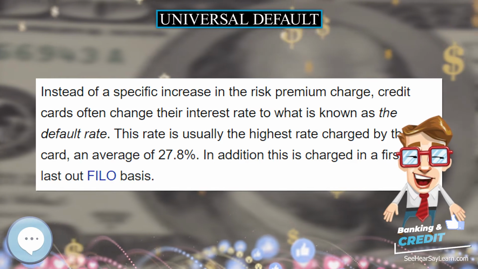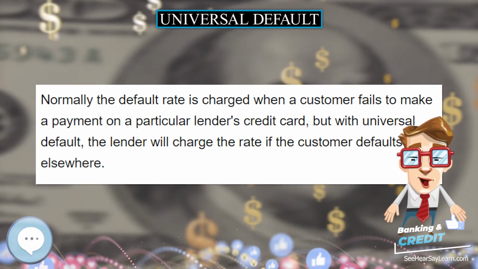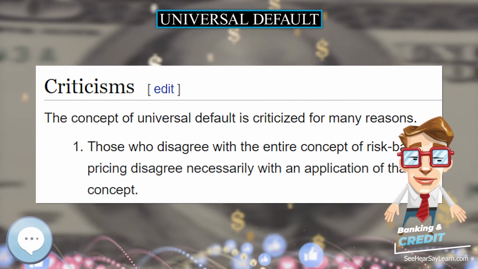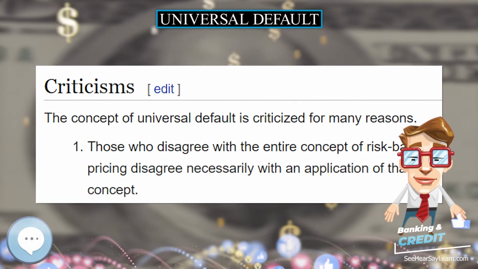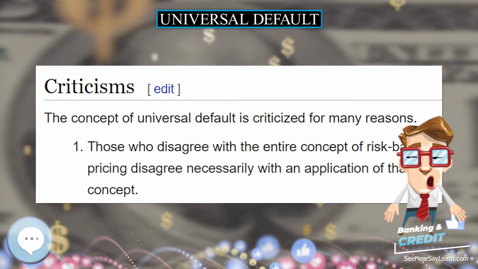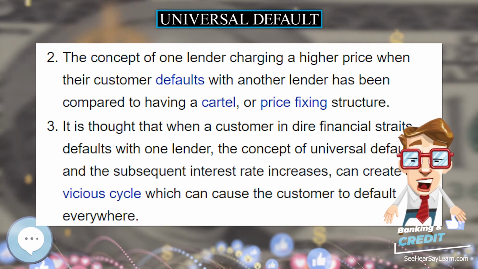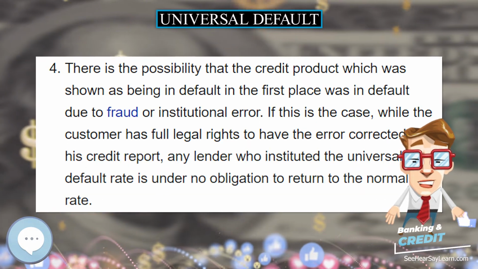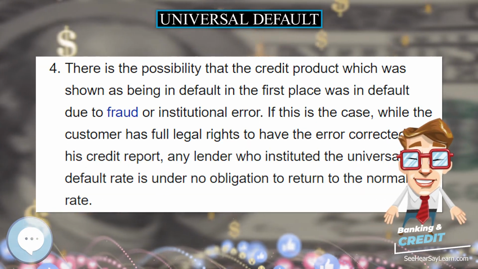This rate is usually the highest rate charged by the card, an average of 27.8%. In addition, this is charged on a first-in, last-out FILO basis. Normally the default rate is charged when a customer fails to make a payment on a particular lender's credit card, but with universal default, the lender will charge the rate if the customer defaults elsewhere.